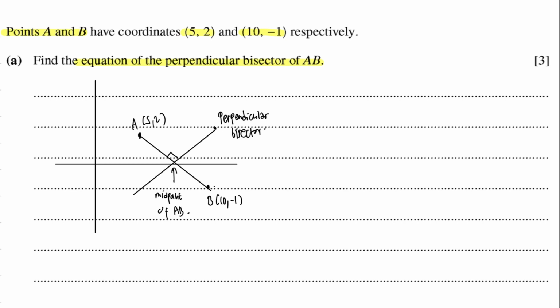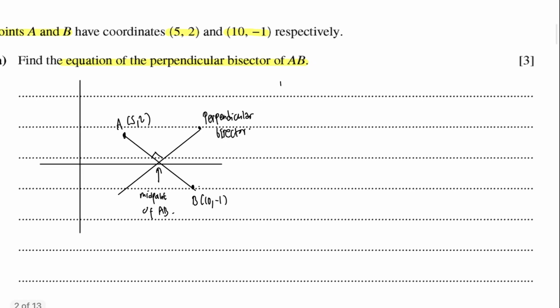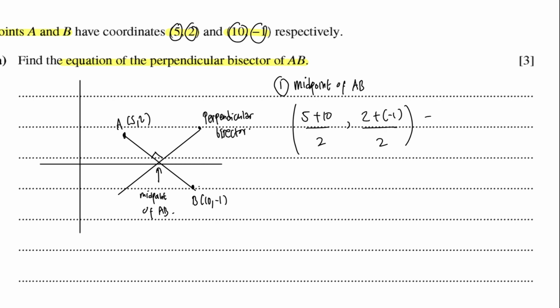So to find the perpendicular bisector of AB, the first step is to find the midpoint of AB. You just need to take the average of the x and y coordinates. So this is x, 5 and 10, so (5 + 10) divided by 2. And the y coordinates, we have (2 + -1) divided by 2. And then you'll get the midpoint, this is 15 over 2, and this is 1 over 2. So our midpoint is (7.5, 0.5).